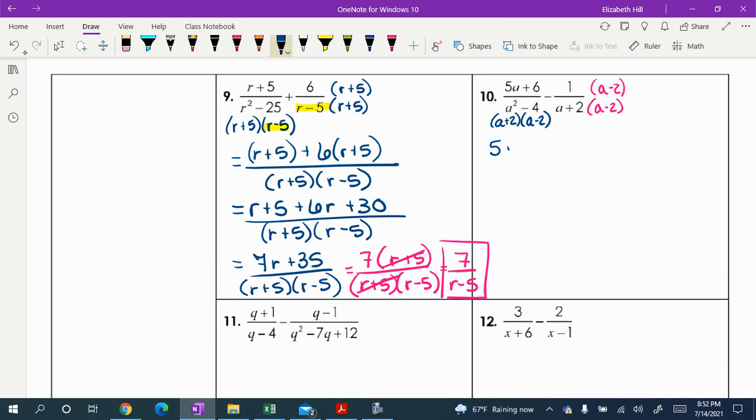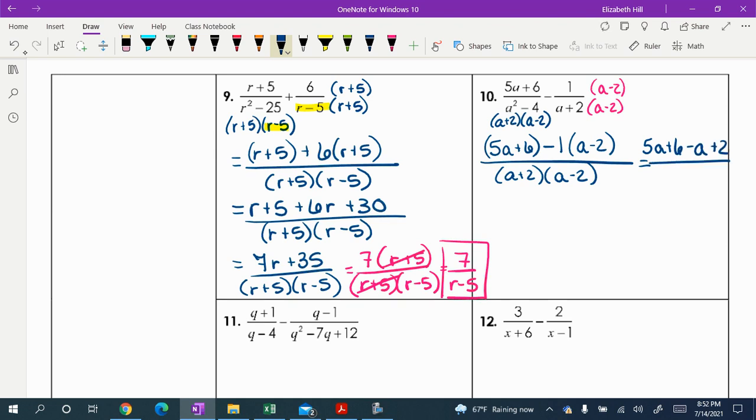All right, so we got 5a plus 6 minus 1 times a minus 2 all over a plus 2 and a minus 2. Okay, so do a little simplifying up on the top here. We got 5a plus 6 minus a plus 2.